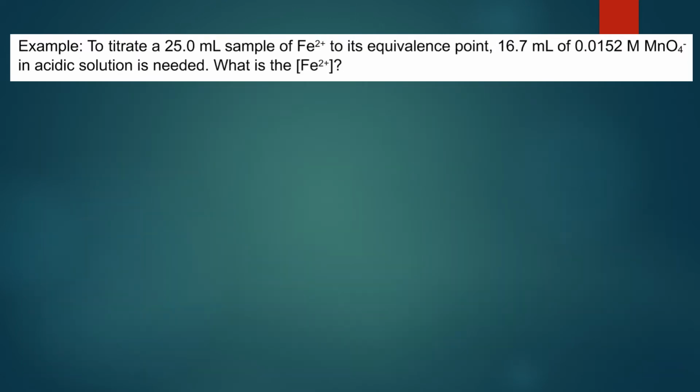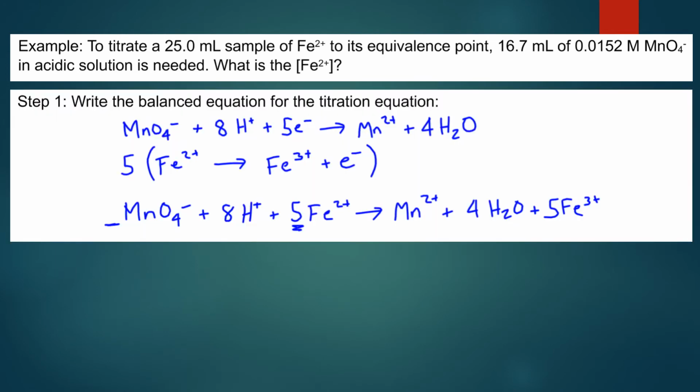So here's an example of a problem. It says to titrate a 25 milliliter sample of iron 2 plus to its equivalence point, 16.7 milliliters of 0.0152 molar permanganate in acidic solution is needed. What is the concentration of iron 2 plus? The first thing that we're going to do, because this is a stoichiometry problem, is come up with a balanced chemical equation. So there's the chemical equation for the titration. If you need some review about how to balance a redox reaction, please go back to one of the previous videos on balancing.